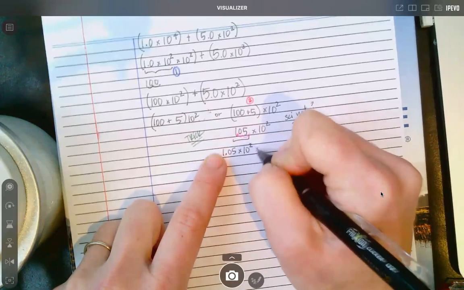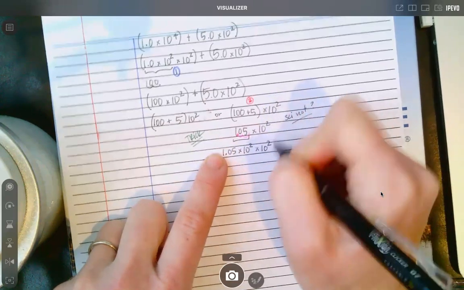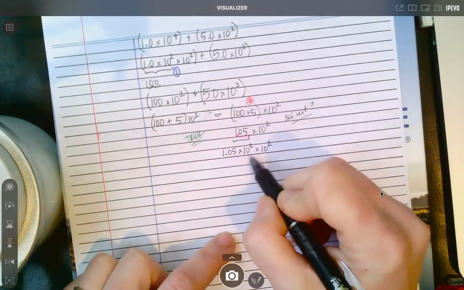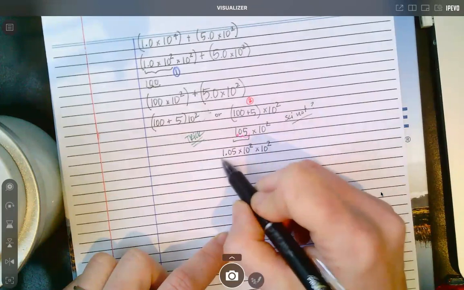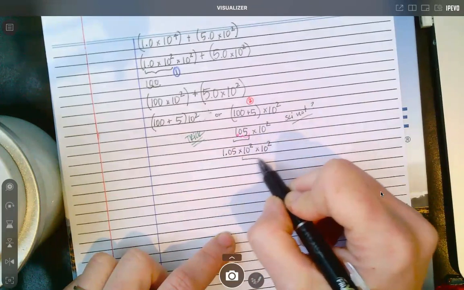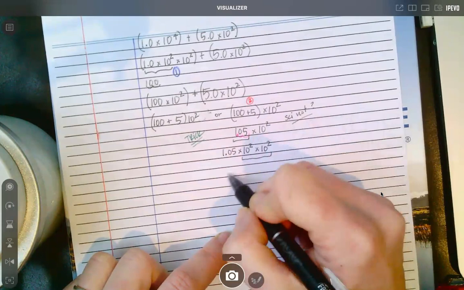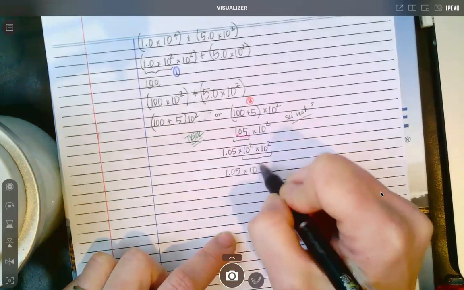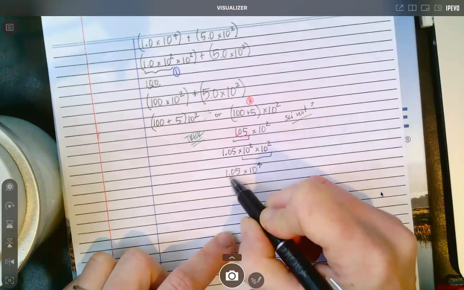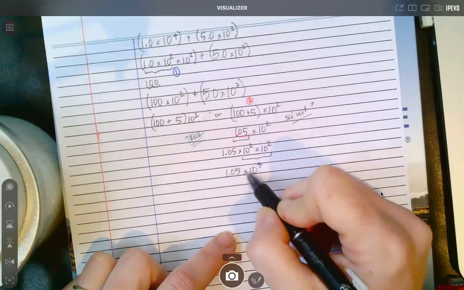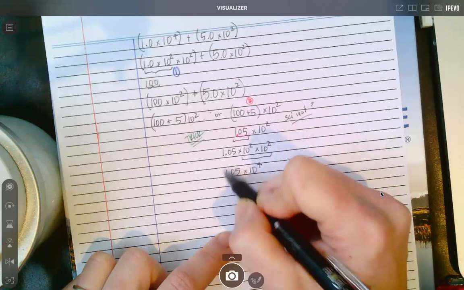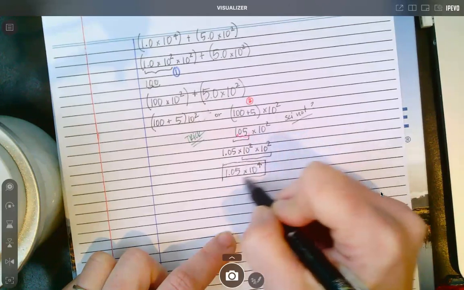I also have this one. That doesn't go away, so it's definitely still part of the problem. And now instead of combining these two together, I'm going to combine my bases. So my number is 1.05 times 10 to the 4th. One number to the left of the decimal, and I have multiplied that by a base 10 to some exponent. And this, my friends, is in scientific notation.